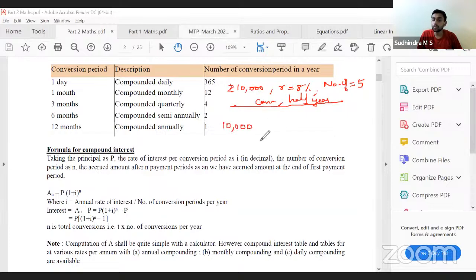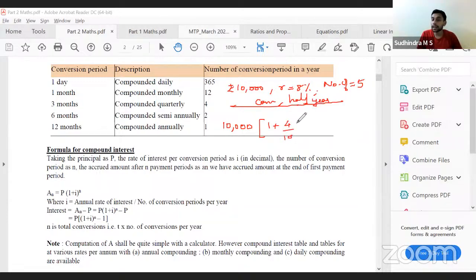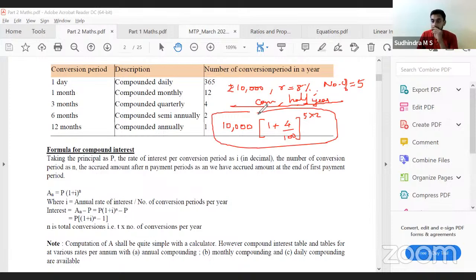10,000 into 1 plus 8 by 100 whole power 10. No, 1 plus 4, it's not 8 by 100. It is 4 by 100, since 8 by 2 is 4. So 1 plus 4 by 100 to the power of 5 into 2, which is 10. Correct. So that is how we calculate compound interest.